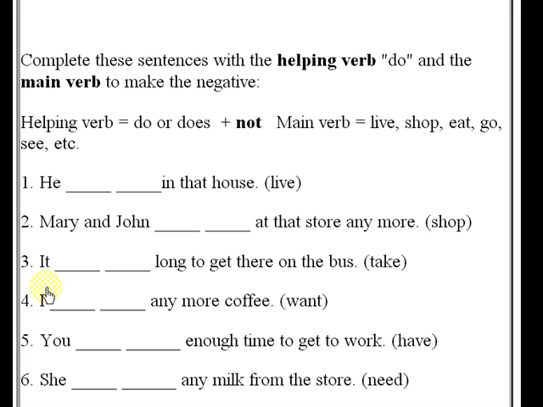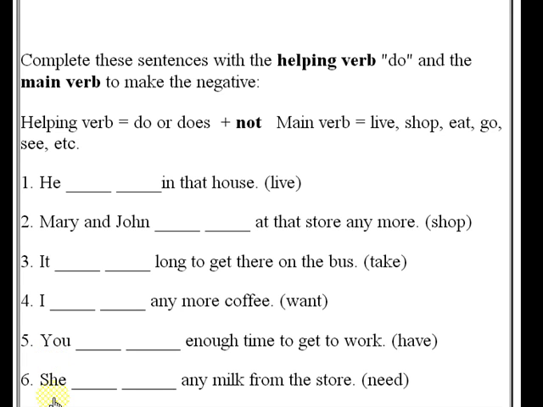Number 3. I'm going to use the contracted form now. It doesn't take long to get there on the bus. Number 4. I don't want any more coffee. Number 5. The pause is for you to put down the answer, or at least verbally answer the question. Number 5, you don't have enough time to get to work.